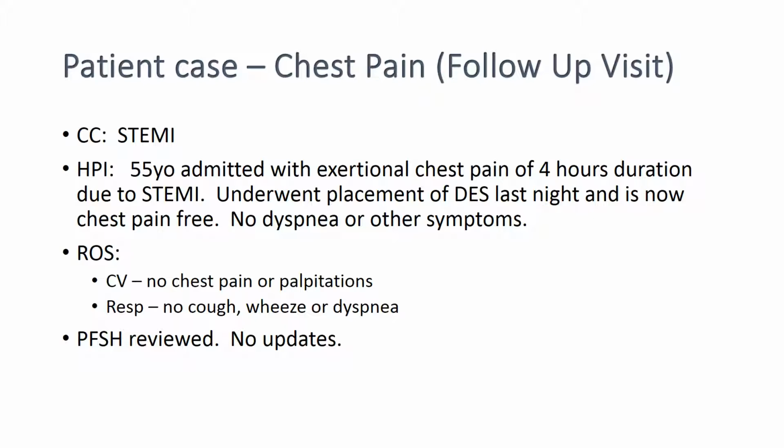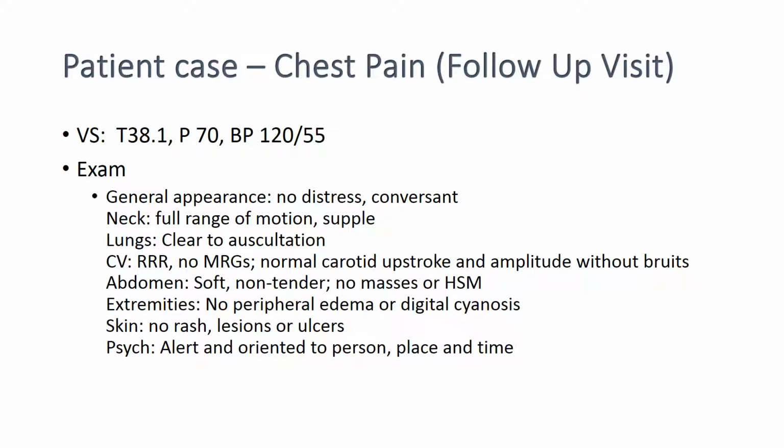So we'll go through our example in its entirety. We have a patient with chest pain, chief complaint ST elevation MI, history of present illness, a 55-year-old admitted with exertional chest pain of 4 hours duration due to ST elevation MI. He underwent placement of drug-eluting stent last night and is now chest pain free. He has no dyspnea or other symptoms. Review of systems, cardiovascular and respiratory are discussed. Past family and social history are reviewed and no update. Physical exam, you document the vital signs. A general exam, neck, lungs, cardiovascular, abdomen, extremities, skin, and psychiatric.